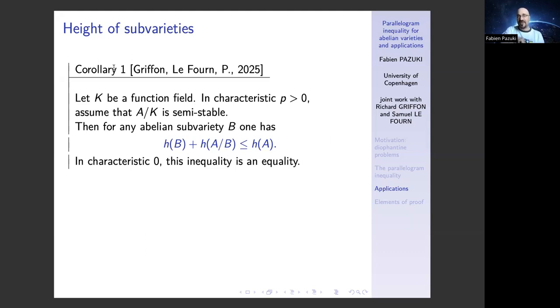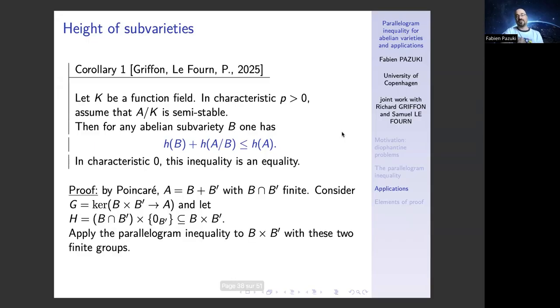So there's a corollary for a good reason. I will explain quickly. Of course, it's Poincaré. So if you played a bit with abelian varieties, this is a structural theorem. So what is this theorem giving us? You take an abelian variety A and a sub-abelian variety B, and then there exists a complement B prime such that you can describe A as the sum B plus B prime. The intersection between the two is finite, so it's not trivial in some cases.